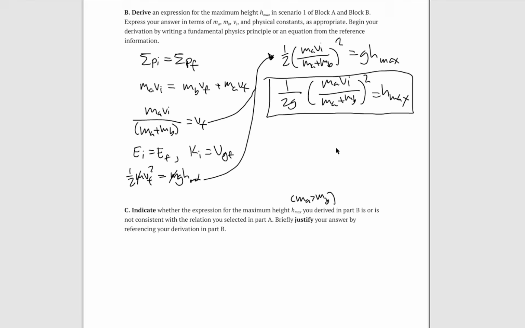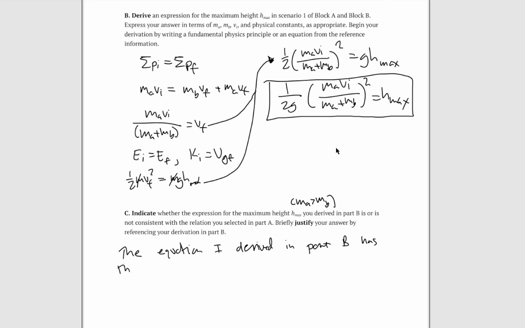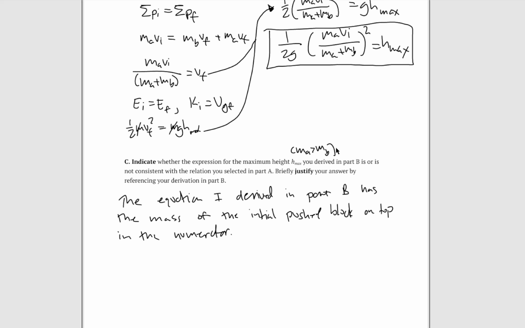So we can just literally start off with this. The equation that I derived in part B has the mass. I can say like the mass of the initial pushed block on top, I'll say on top in the numerator. That's just a brief description, and then explain like how that affects it.